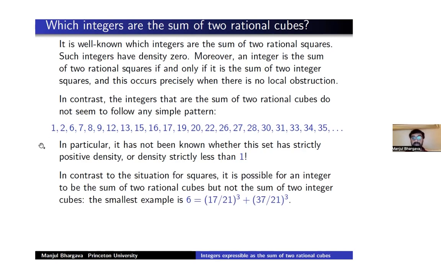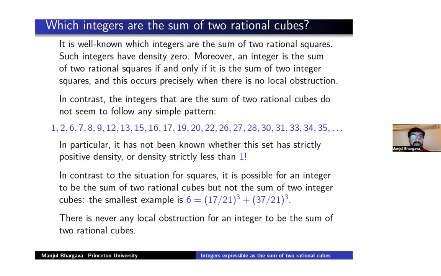And so that's an example of a number that's the sum of two rational cubes, but not the sum of two integer cubes. And as you get already up to, say, 35, and you try to write it as a sum of two rational cubes, the denominators start to get very, very big. So it's often not very easy to even find how to represent a number as a sum of two rational cubes when it is one.